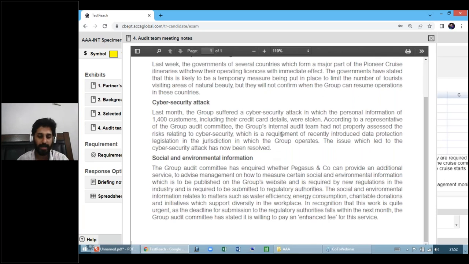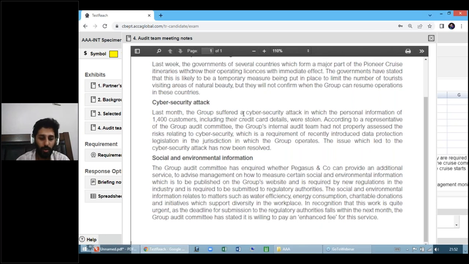Cyber security attack. Now, can anyone tell me what is the risk here? It is the control risk that I have told you, right? But what is the impact on the financial statements? Yes. And now I'm going to read this information.